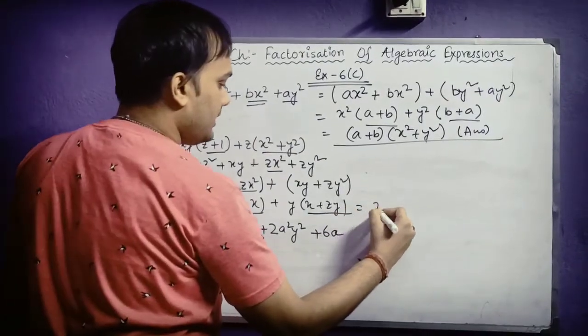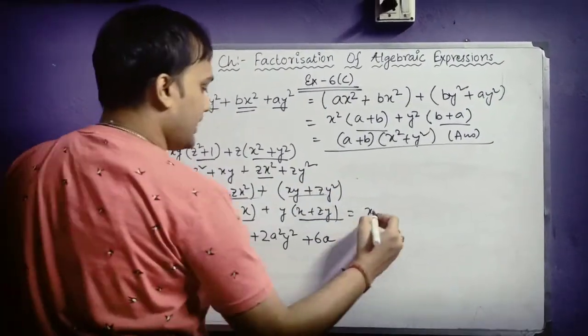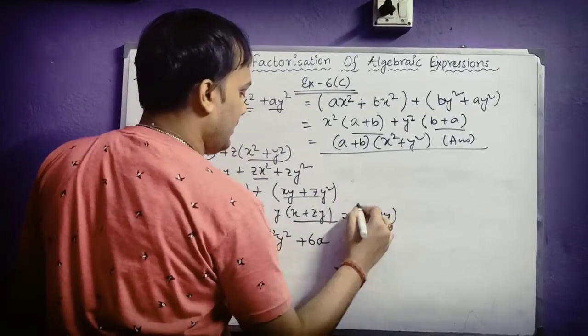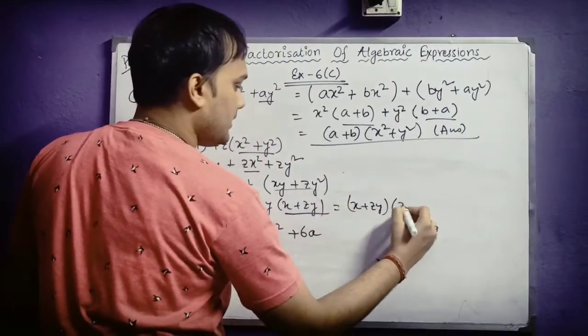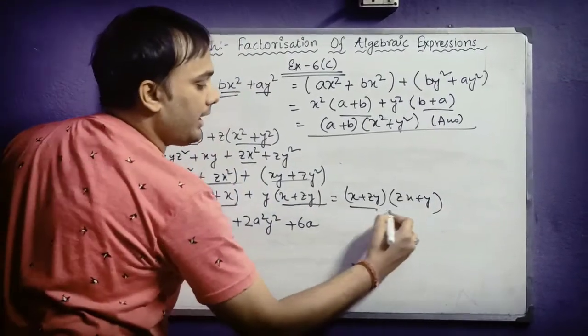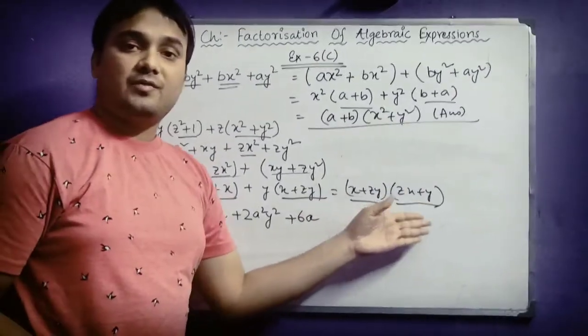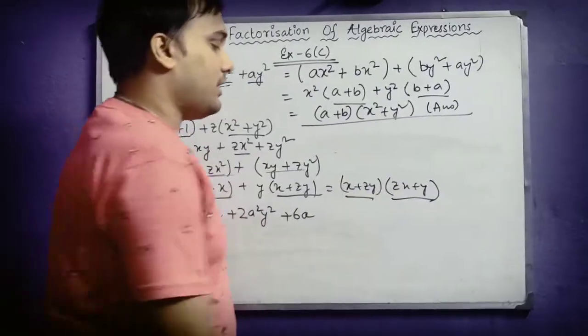That means the grouping I have made was my correct one. So x plus zy into zx plus y. You just pay attention whether anything more can be taken common or not. Can I take anything more common from these two brackets? No. That means this is my final answer.